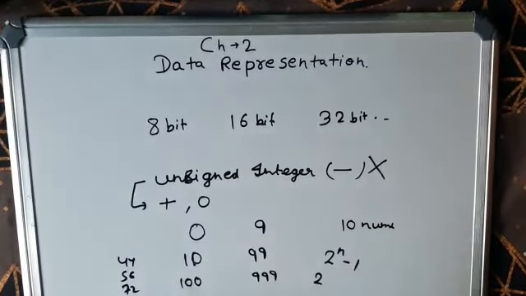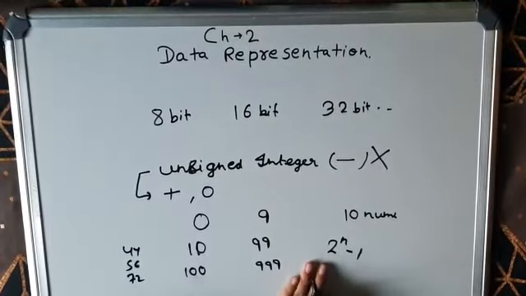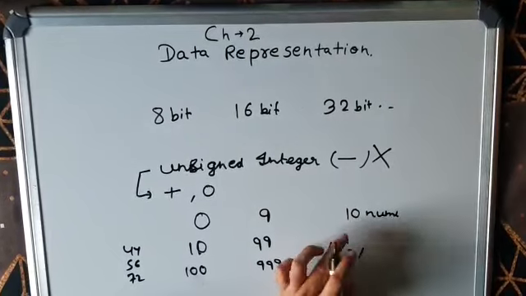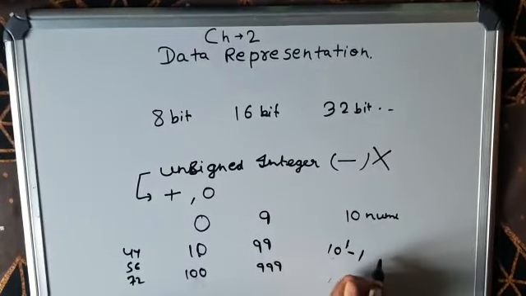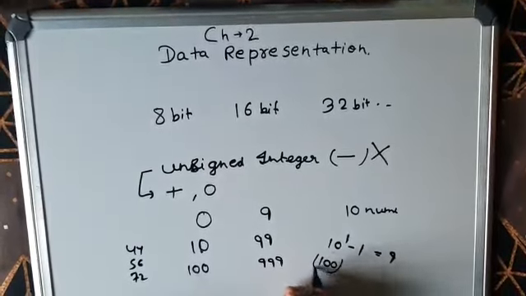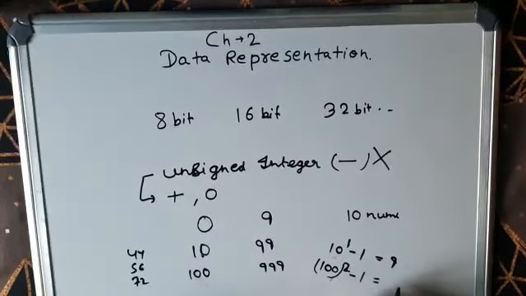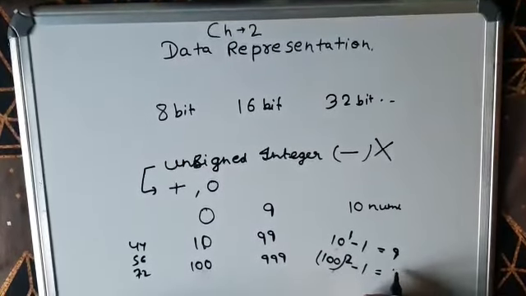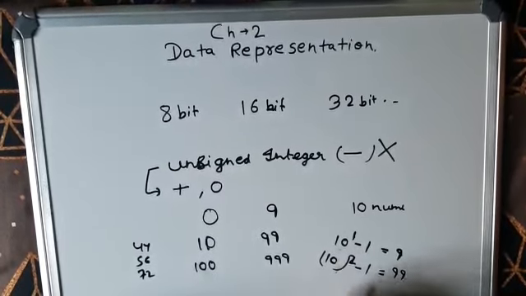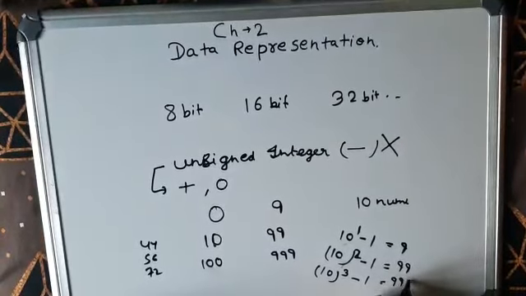For example, if I have to represent only a one-digit decimal number, it will be 10 to the power 1 minus 1. There are 9 numbers. If I have to represent a two-digit decimal number, 10 to the power 2 minus 1, so it will be 99. 10 to the power 3 minus 1, 999.